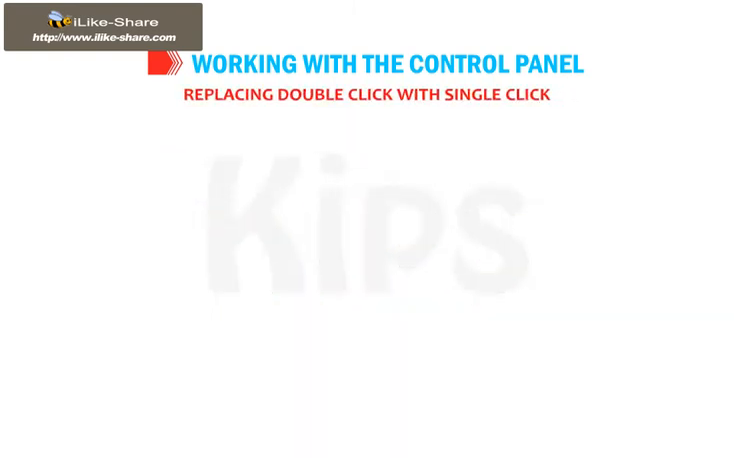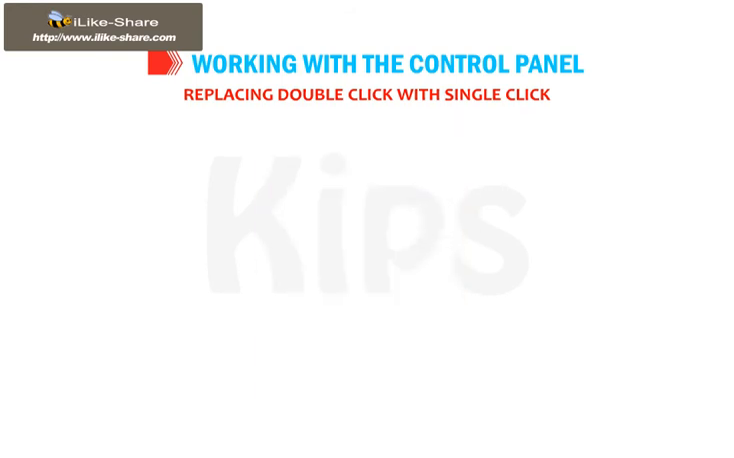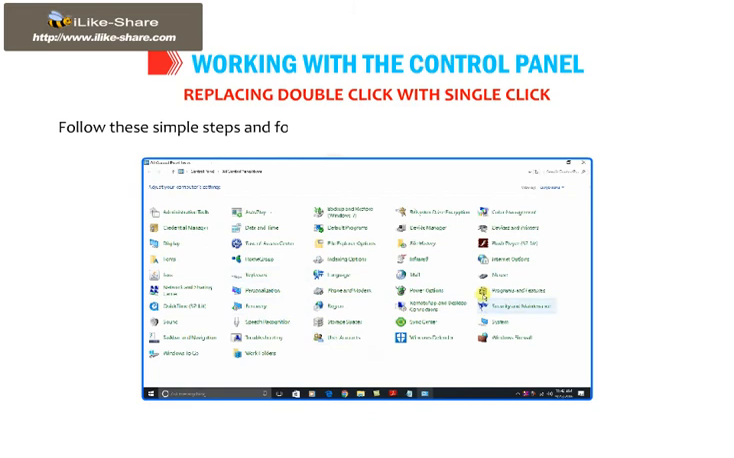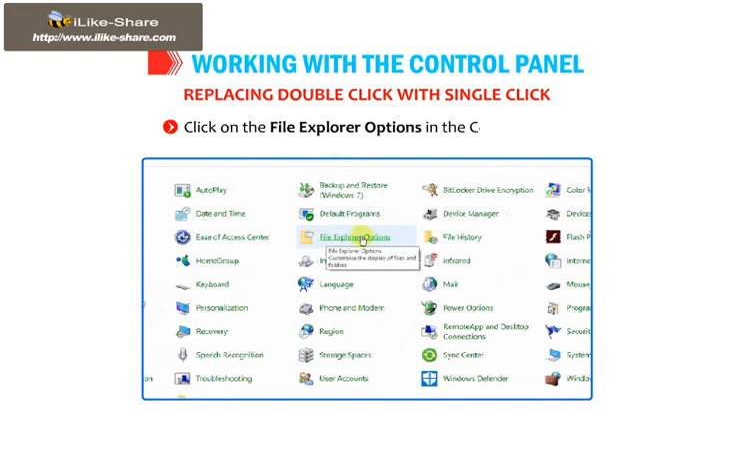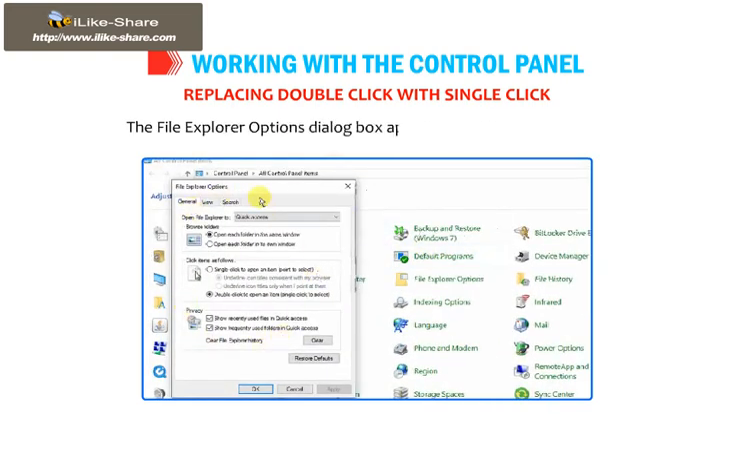Let's now learn how to replace double-click with single-click. Windows has a feature to replace double-click setting of a mouse with a single click to open any file or program. Follow these simple steps and forget the practice of double-clicking the mouse forever. Click on the File Explorer options in the control panel. The File Explorer options dialog box appears as shown in the figure.